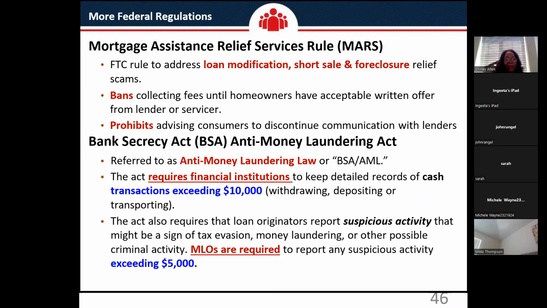The Bank Secrecy Act, BSA, Anti-Money Laundering Act, that's what it's referred to as, BSA/AML. The act requires financial institutions to keep detailed records of cash transactions over 10,000, withdrawing that amount, depositing it, or transporting it back and forth to different countries. The act also requires that loan originators report suspicious activity that might be a sign of tax evasion, money laundering, or other possible criminal activities. We as MLOs now, and I know it's a test question, are required to report any suspicious activity exceeding $5,000.